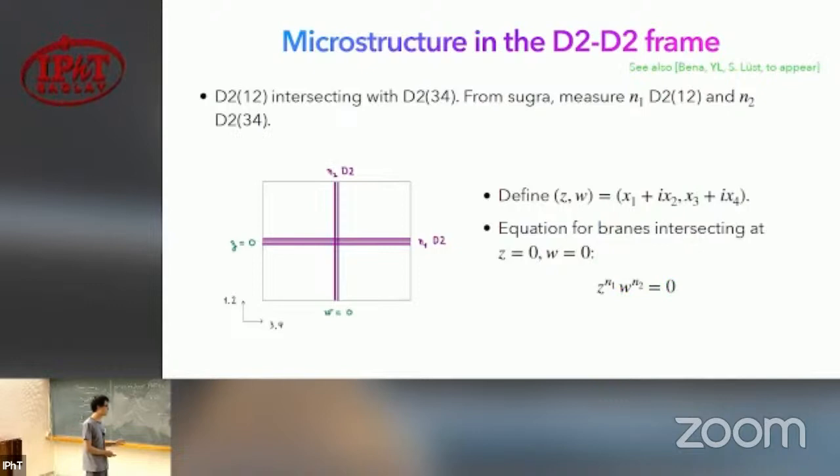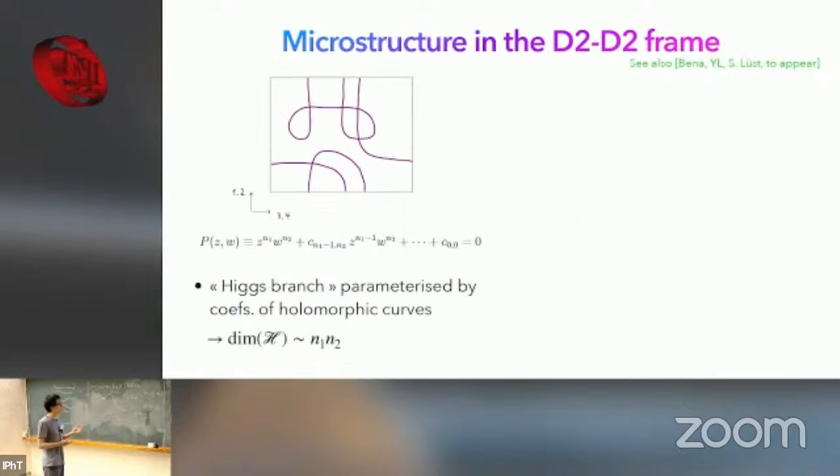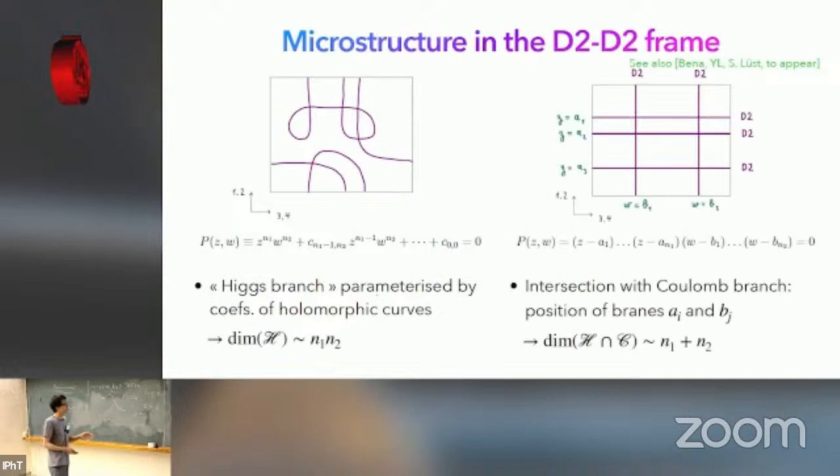Okay, but actually the Higgs phase is described by something more complicated, because this polynomial can be deformed and the Higgs branch is parameterized by the coefficients of the holomorphic curves. And because you have N1 times N2 coefficients on your holomorphic curves, the dimension of the Higgs branch is N1 N2.